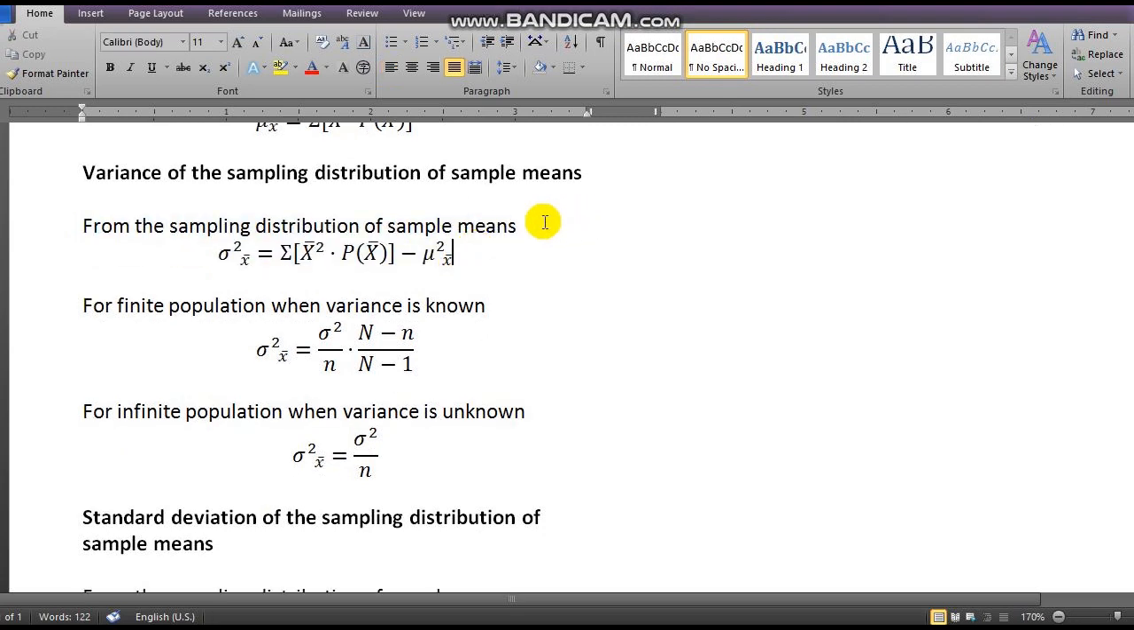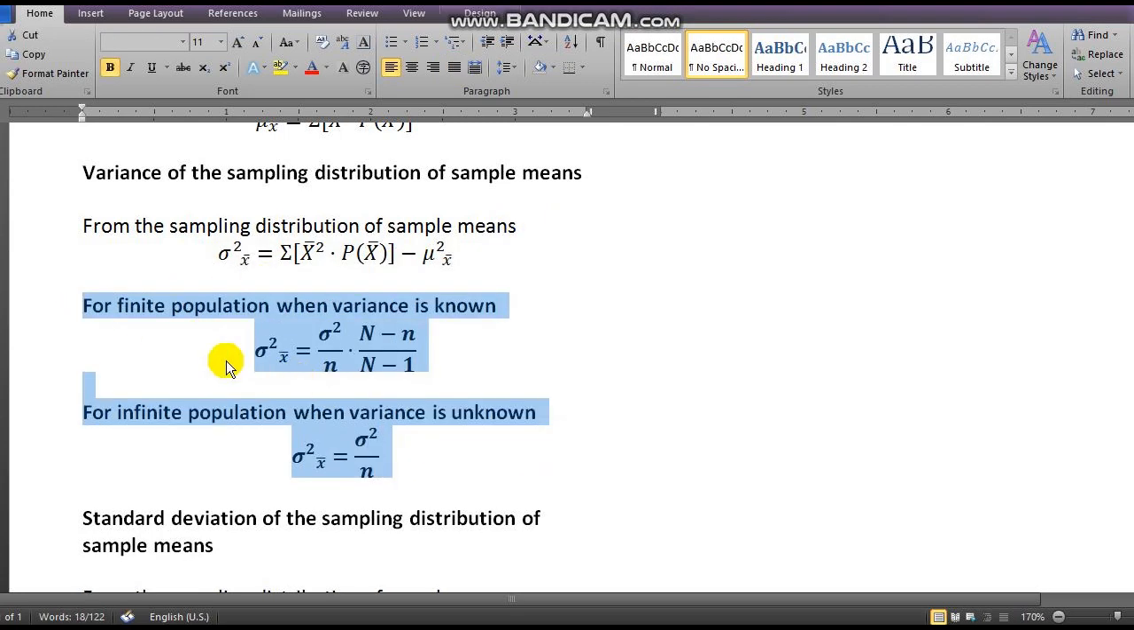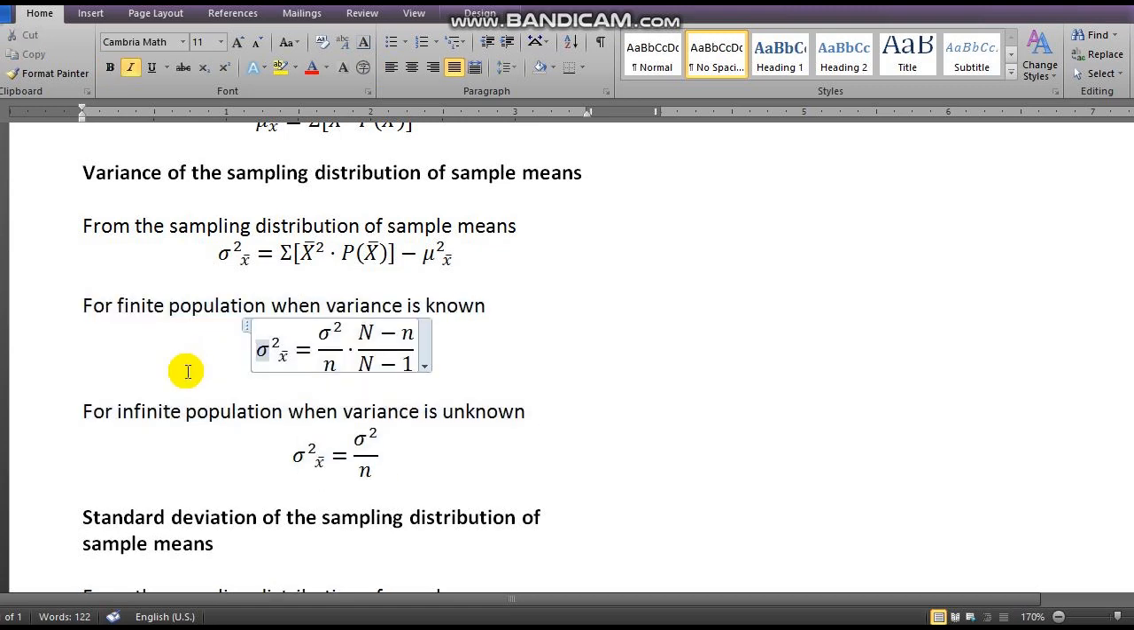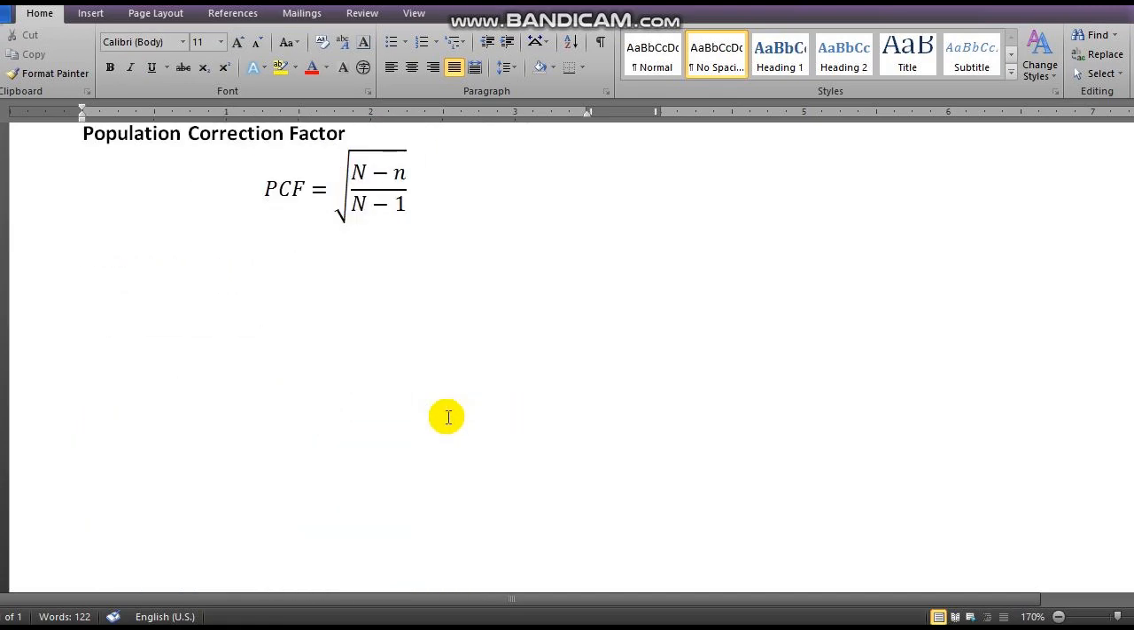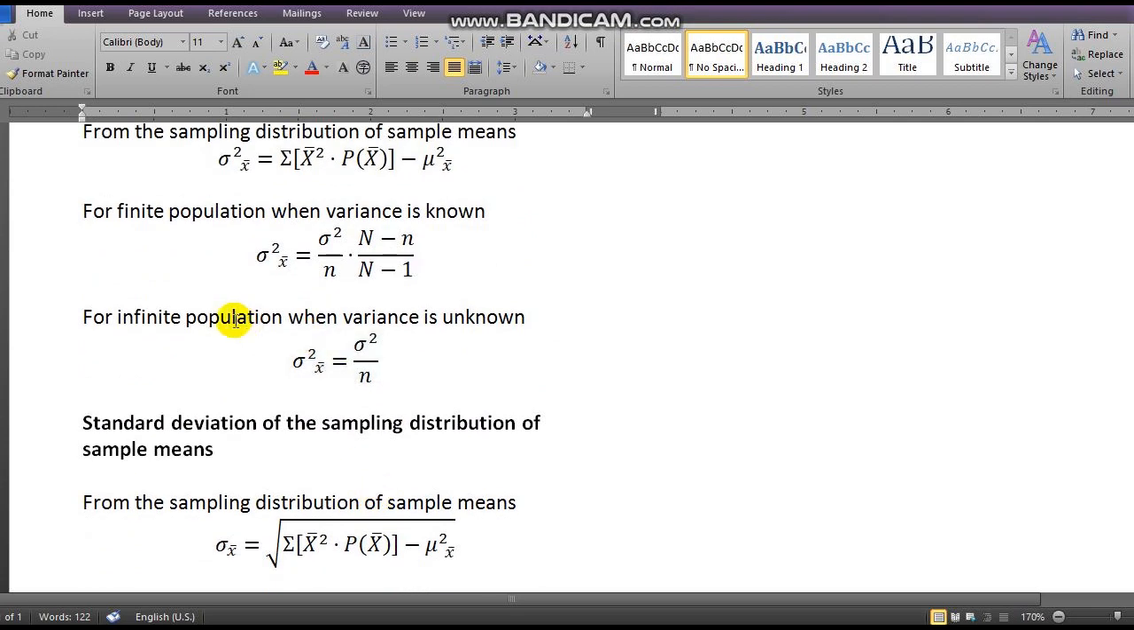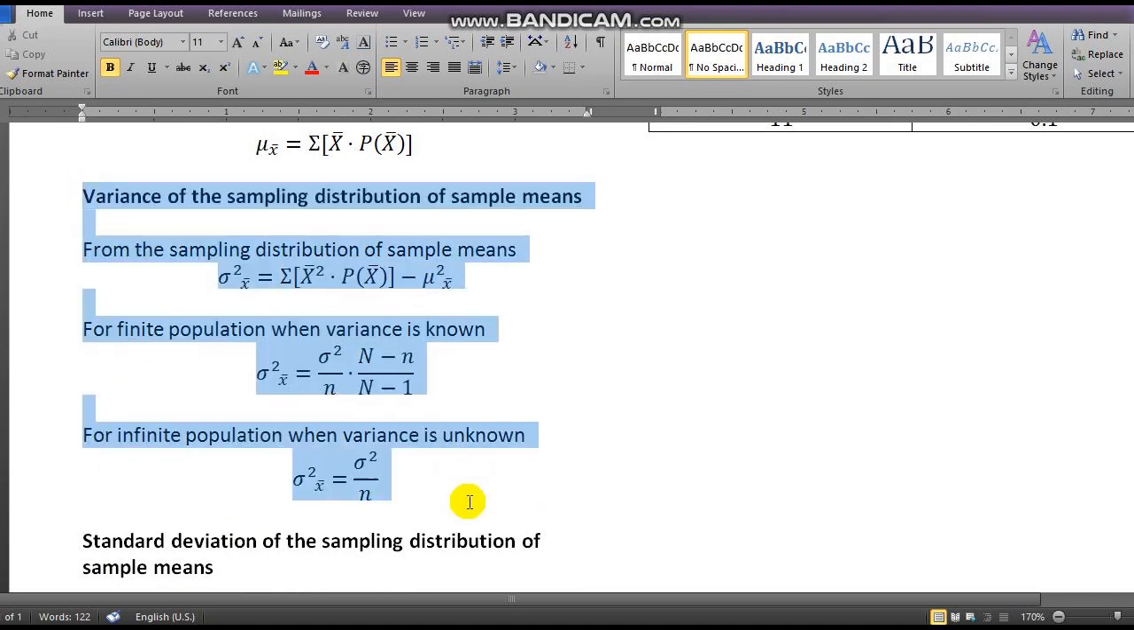If, however, we know the value of the variance of the population, we can make use of these two formulas. This is divided by whether the population is finite or infinite. When the population is finite, we make use of the variance divided by the sample size, times the population size minus sample size, divided by the population size minus 1. This part here is what we call the population correction factor. And for the infinite population, the variance of the sample means is equal to the variance divided by the sample size. So that's how we get the variance.